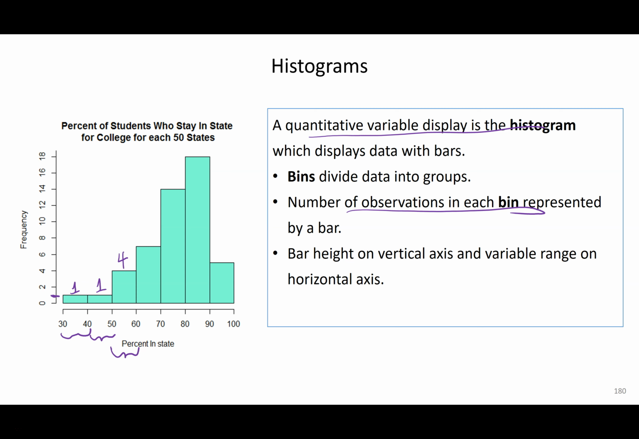So the bar height, a lot of times it'll be frequency. I mean, it could be proportion. Depends on the scenario. But it'll be some sort of count or proportion on the y-axis, and then the x-axis will be whatever it is that you're measuring. So this particular example is percent of students that stay in state during their first year of college, rounded to the nearest percent. And that is my axis.